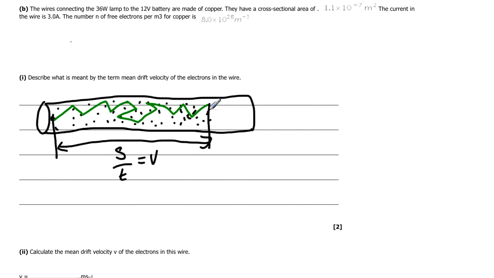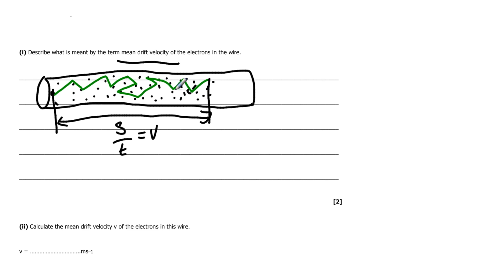For our third marking point, we needed to say that they're constantly colliding with the nuclei that make up the wire. So it's quite tricky to get those two marks, because I think it was a bit of a sneaky mark scheme, but hopefully we got a couple of those marks. And if you're not sure what to do with a question like this, then just give the definition for mean drift velocity, and that's something that we should be learning using flashcards, for example.